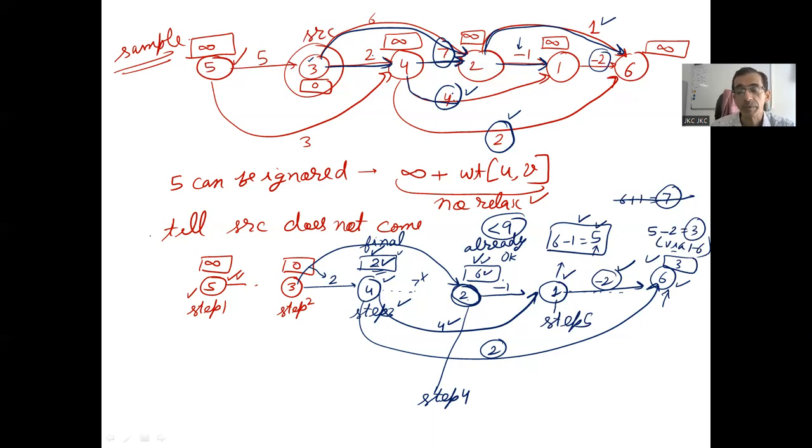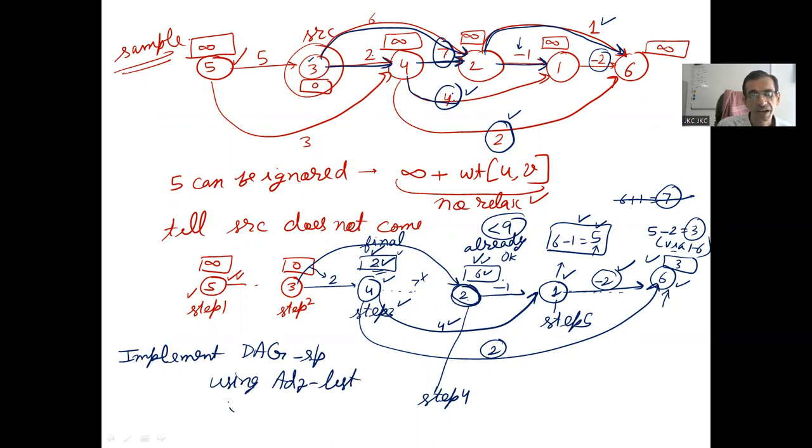Try to implement this also. So I will say again, implement for both. Implement your DAG shortest path using adjacency list as well as adjacency matrix. Both you must try, and using both you will have enough confidence to do better programming. So do this and try to learn all this.